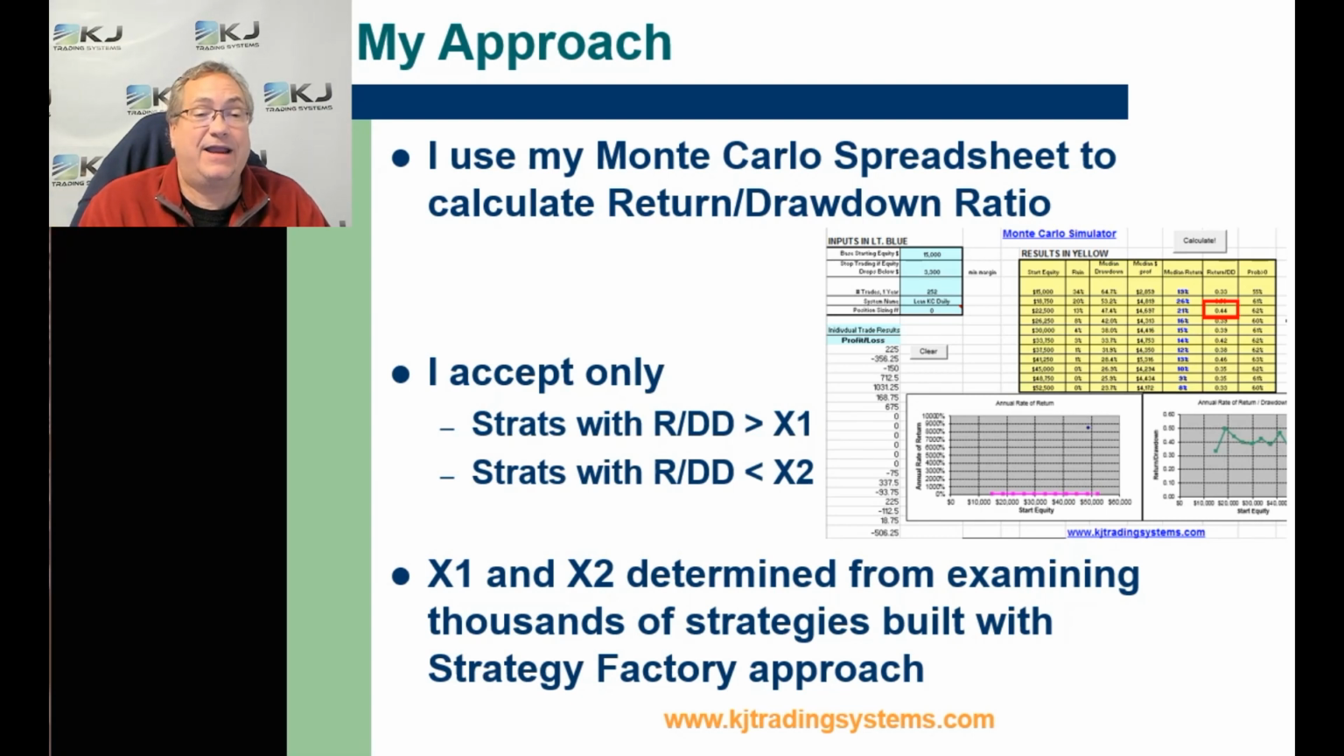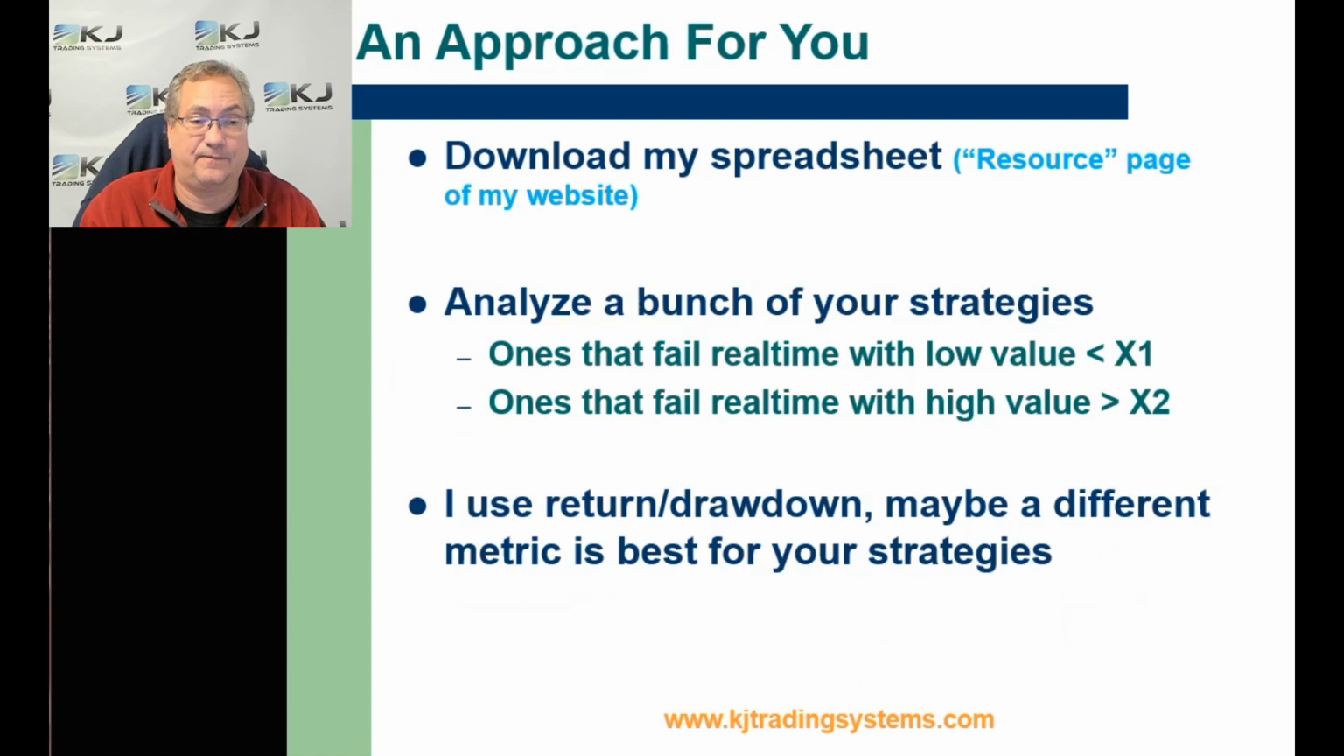To calculate that, I use my Monte Carlo spreadsheet. You can go to my website and download it for free. And basically, I have two numbers. I'm calling them X1 and X2 in the previous chart. Just to confuse you, I called them X and Y. It's the same thing. But I only accept strategies with a return to drawdown greater than X1 and less than X2, because that's where I have my greatest chance of success.